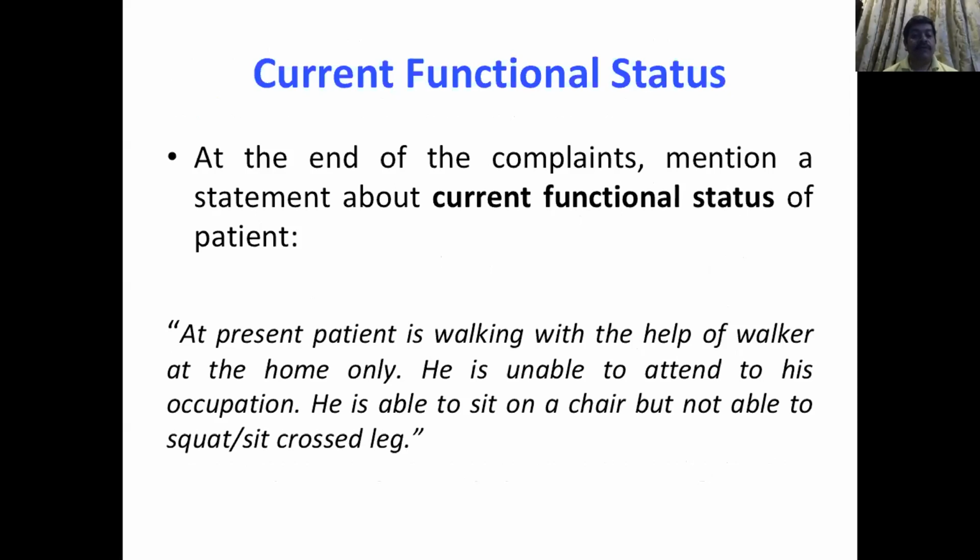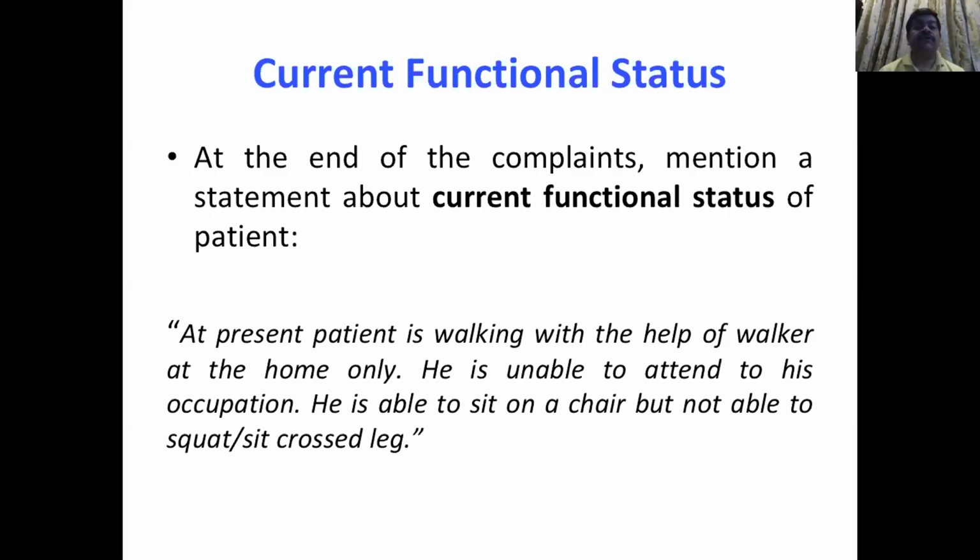Then finally, you need to summarize in maybe one line the current functional status of the patient. One example could be: at present, the patient is walking with the help of a walker only at his home. He's unable to attend to his occupation. He's able to sit on a chair, but unable to sit cross-legged or squat. So it gives you a bird's eye picture of the patient's functional status on the basis of history itself.